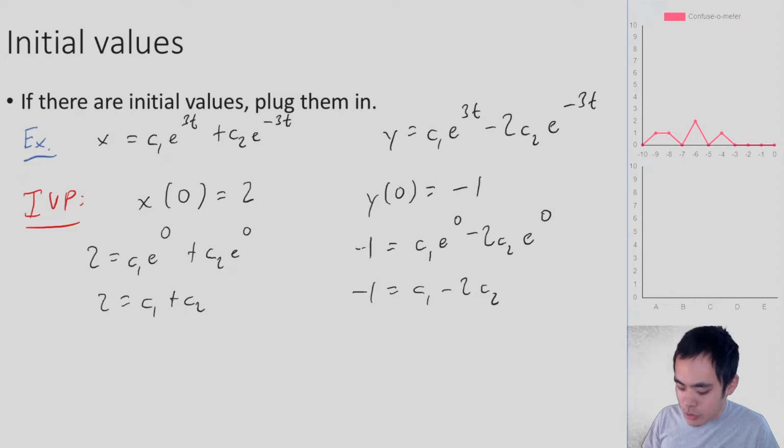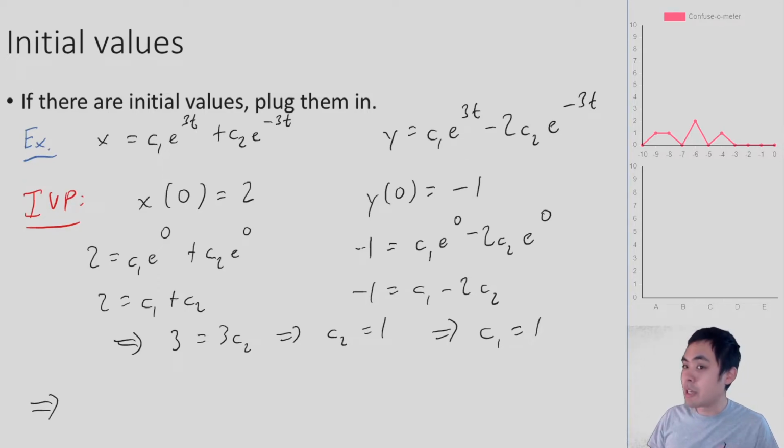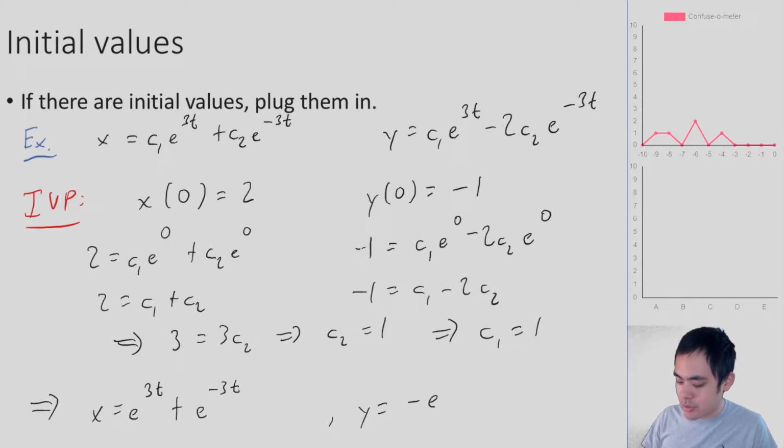And when we solve this, if you subtract one from the other, you'll end up with, let's see, this minus that: 3 is equal to 3c2, so c2 is equal to 1, and we also get that c1 is equal to 1. So you can check that those actually make sense. And so therefore, our final answer, given this set of initial conditions, is x is equal to e to the 3t plus e to the minus 3t, and y is equal to minus e to the 3t minus 2 e to the minus 3t.